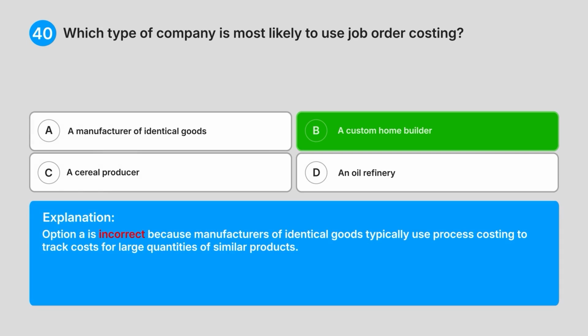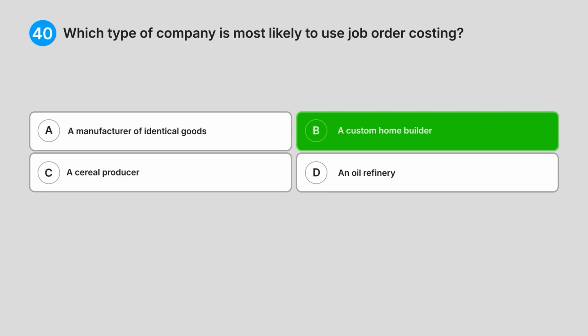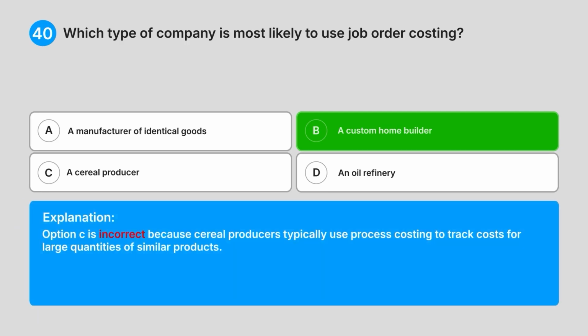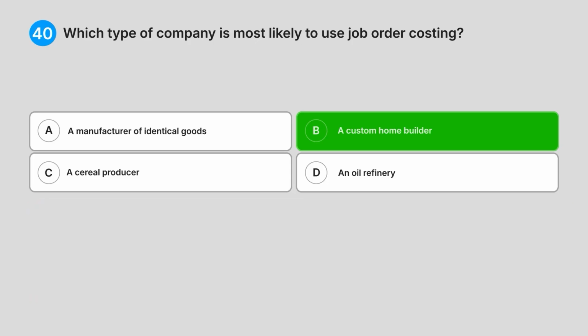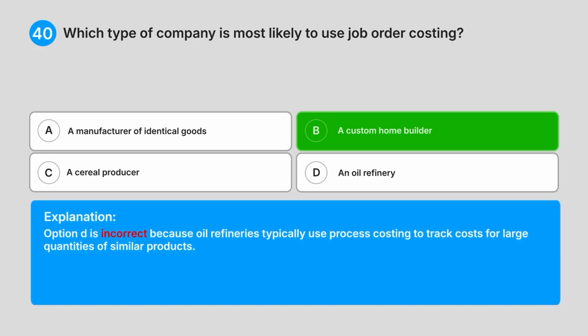Option A is incorrect because manufacturers of identical goods typically use process costing to track costs for large quantities of similar products. Option C is incorrect because cereal producers typically use process costing to track costs for large quantities of similar products. Option D is incorrect because oil refineries typically use process costing to track costs for large quantities of similar products.